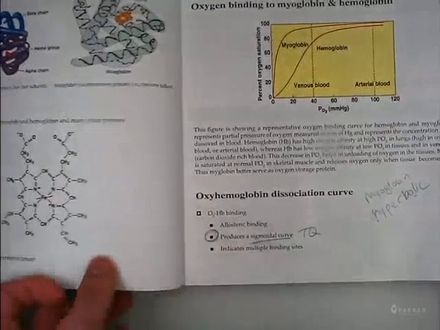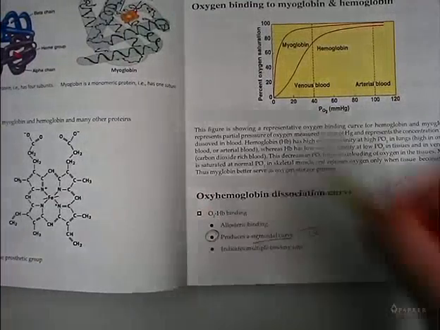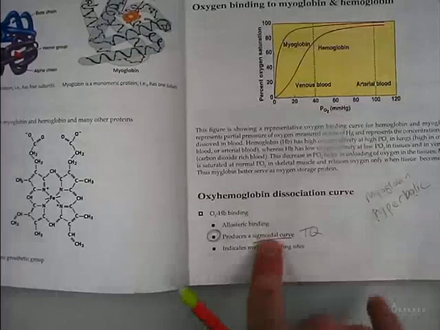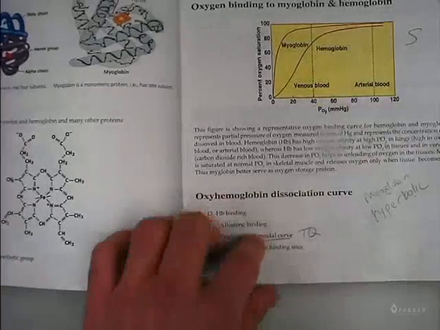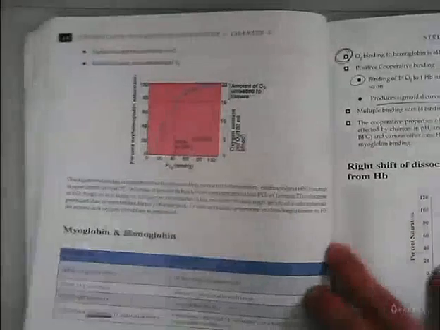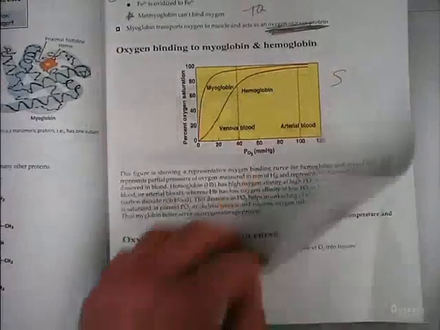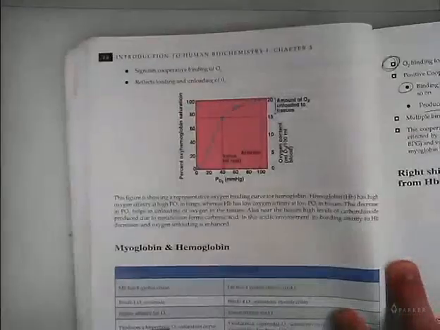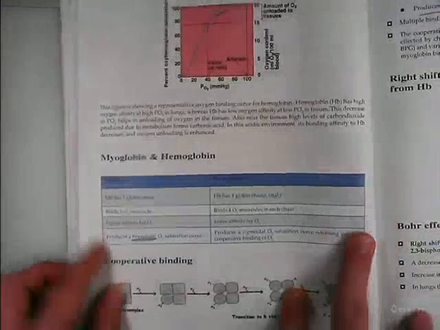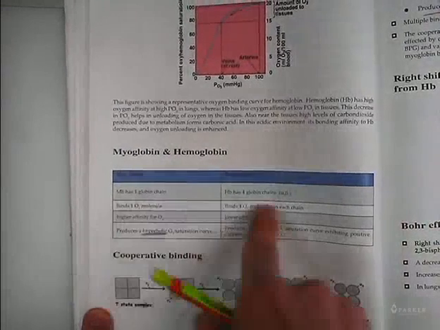Oxyhemoglobin. If you ever see an oxygen or hemoglobin curve, he's talking about this one. It's sigmoidal, right? It's kind of S-shaped. And we said that myoglobin has a hyperbolic curve. You need to know these boxes that are comparing myoglobin and hemoglobin, but a lot of this is repeat.